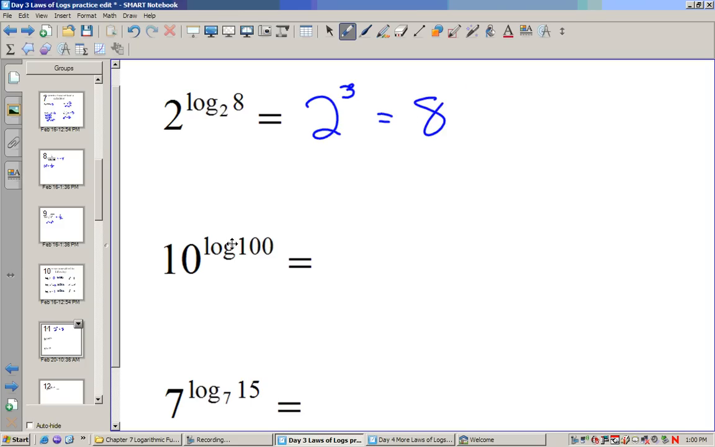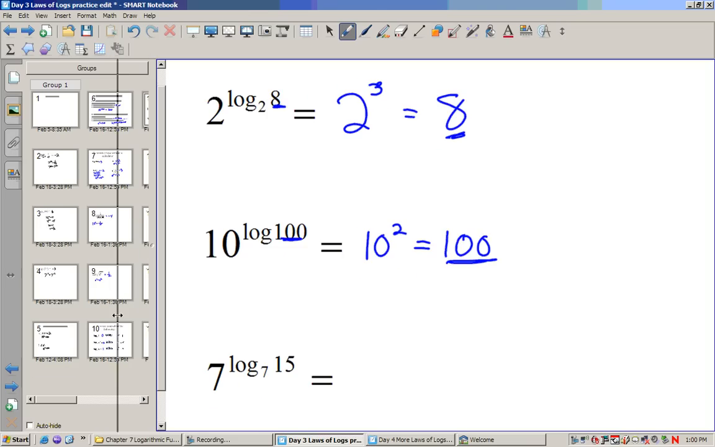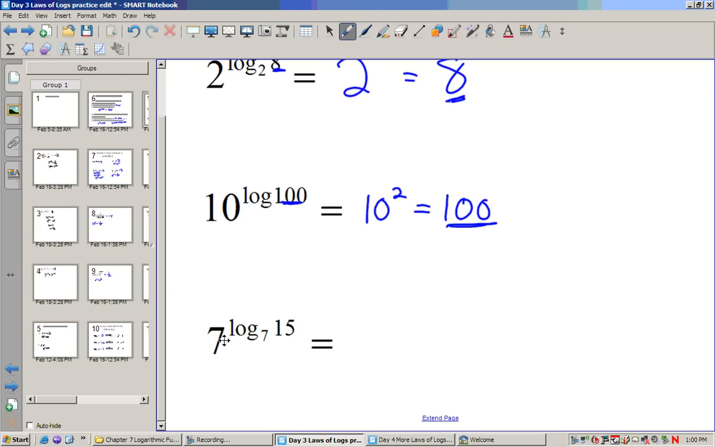So same thing here. Log 100 is 2. So we're going to take 10 to the second power, which is 100. Notice when I'm taking a base to the log of the same base of anything, this number is what shows up when we're done. So notice 100 and 100. So if I take 7 to the log base 7 of 15, it doesn't matter what's happening here because the 7 and the log base 7 cancel out, leaving just a 15 left over.